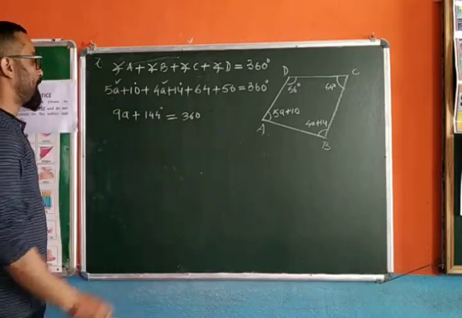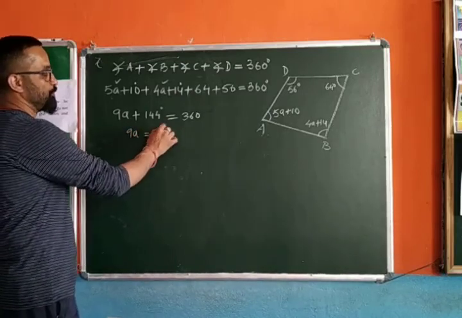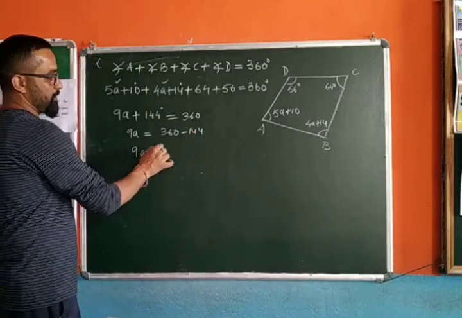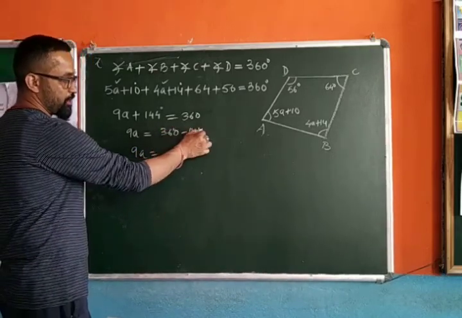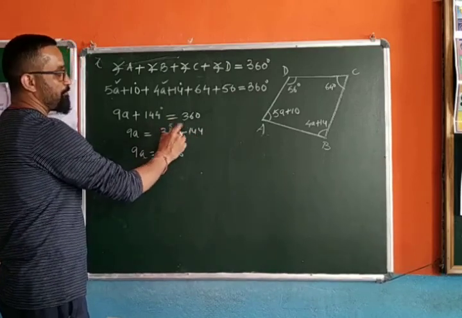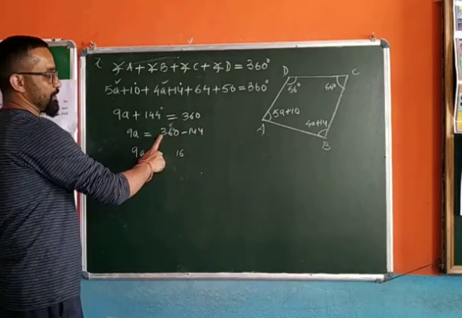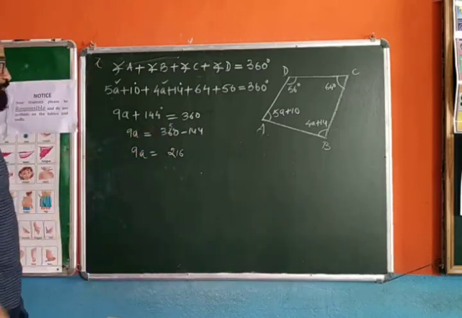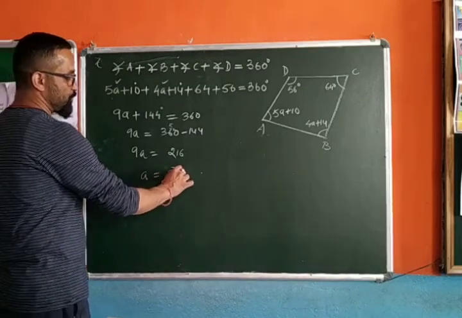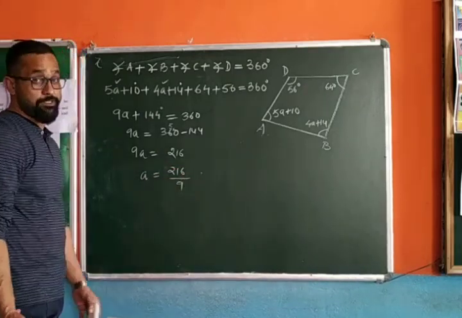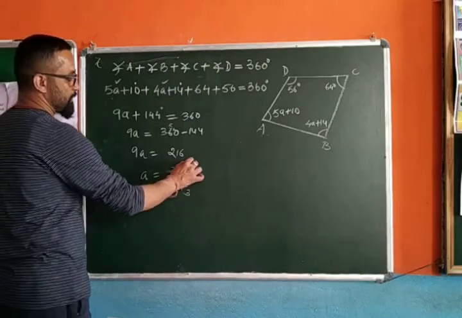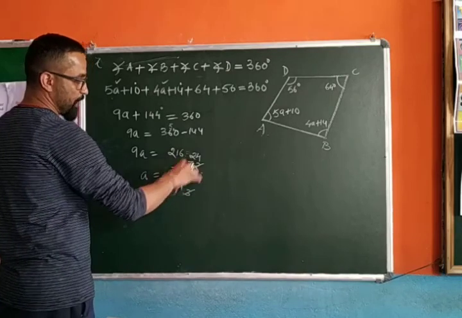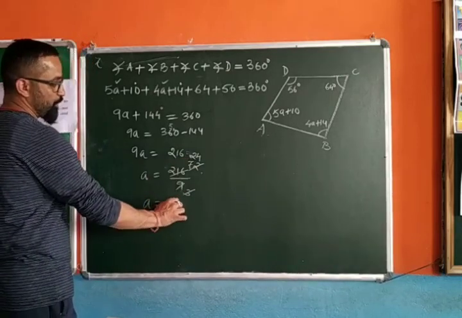Now you simplify it. 9A is equal to 360 minus 144. Subtracting, you get 216. A is equal to 216 divided by 9. It is divisible by 3, and dividing you get A is equal to 24 degrees.